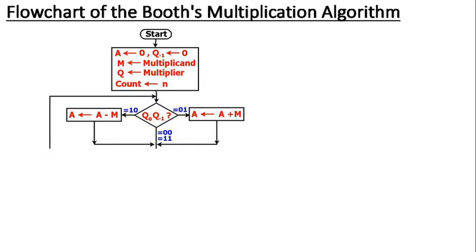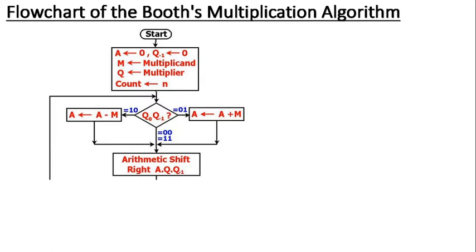Whereas whenever the Q0, Q minus 1 bits are equal, that is 0, 0, both the bits are 0, or 1, 1, that is both the bits are 1, in that case simply that middle path will be followed. Ultimately, this particular middle path will go to the next step, the next action inside that Booth's algorithm. And this next action is nothing but the arithmetic shift right operation of the concatenated values of register A, register Q, and the Q minus 1 bit.